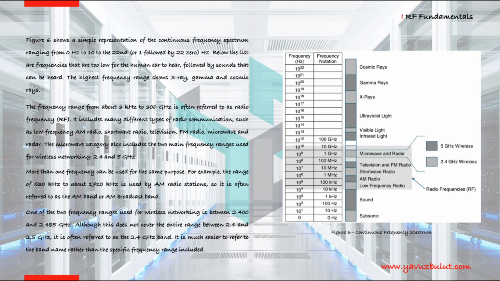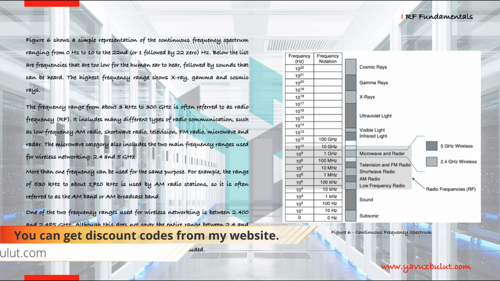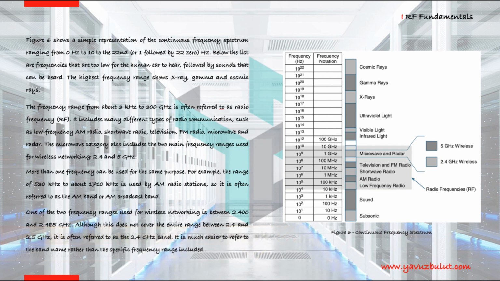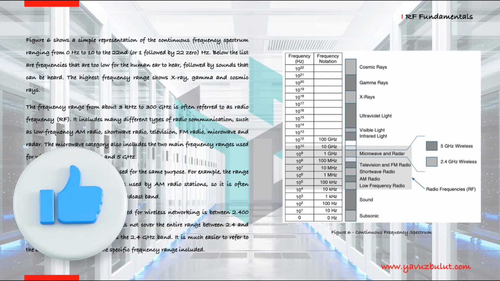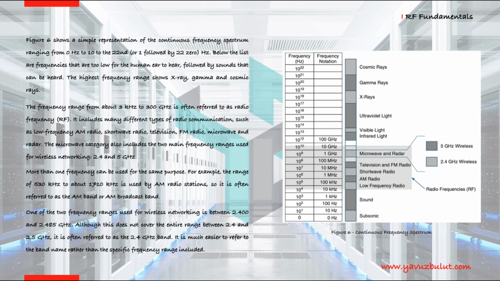The frequency range from about 3 kHz to 300 GHz is often called radio frequency. This frequency range includes many types of communication, such as low-frequency AM radio, shortwave radio, television, FM radio, microwave, and radar. The microwave category also includes the two main frequency ranges used for wireless networking. Multiple frequencies can be used for the same purpose.